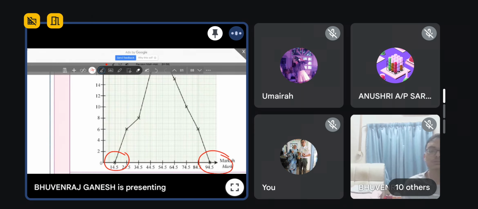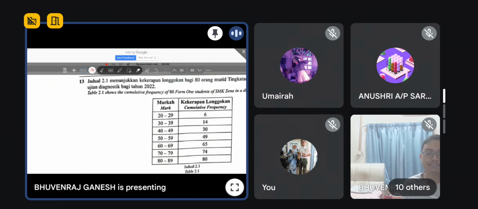And for a polygon, you must close the graph. It means that you must connect to the end. You cannot stop your graph over here. Tak boleh henti kat sini. Kena sambung kat paksi X. You must connect to the X axis, because a polygon is a closed shape. Dia kena tertutup. Okay? So can you all understand, guys?